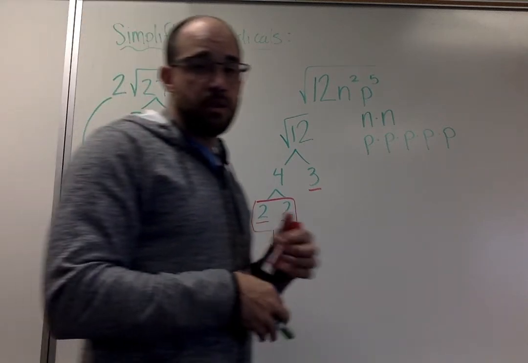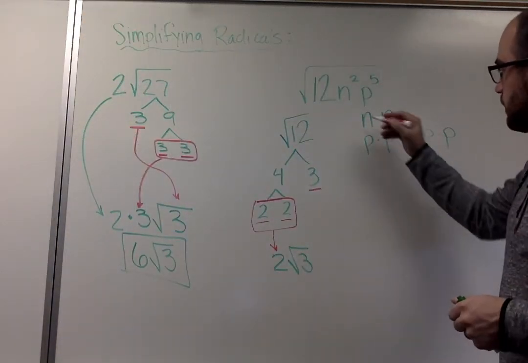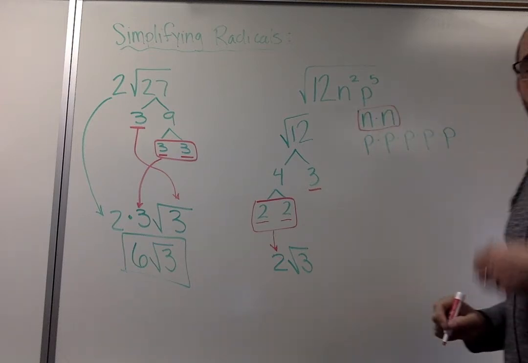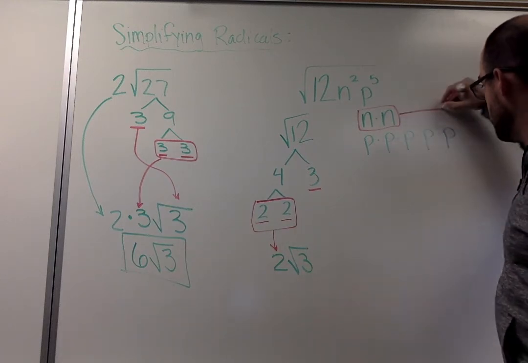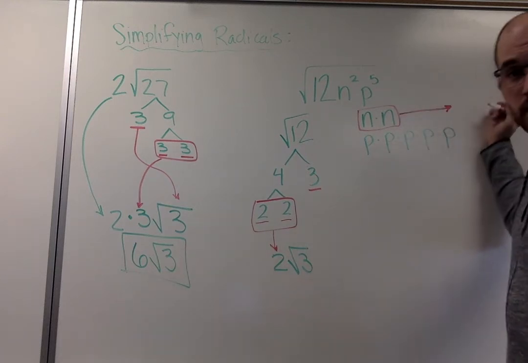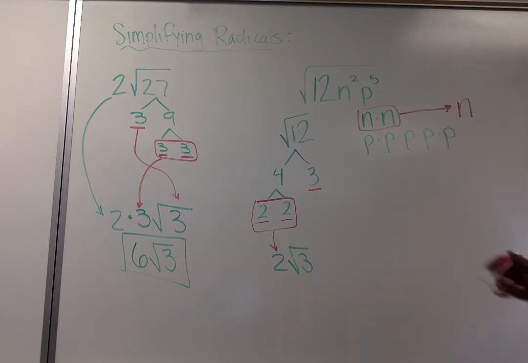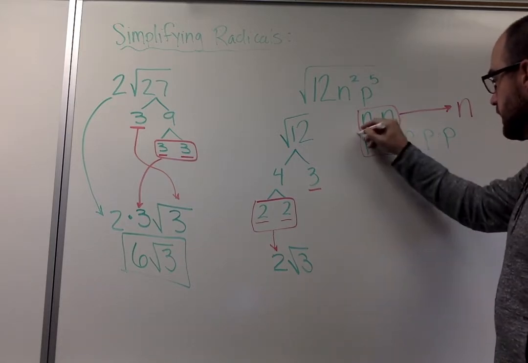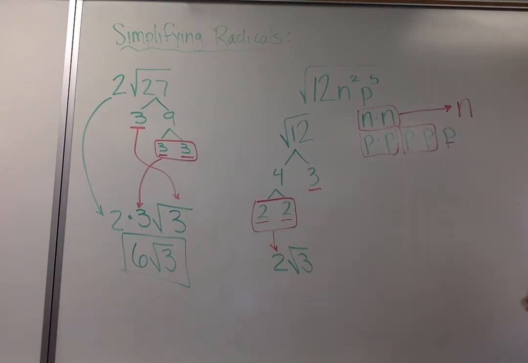Over on the right side with my variables, again, we are looking for pairs. So I will circle up pairs. I have one pair of n's. Because I only have one pair, only one n is coming out. So that's a whole number n that's coming out of this problem. For our p's, again, I'm circling up pairs. So I have one pair here, another pair here, and I have a leftover.